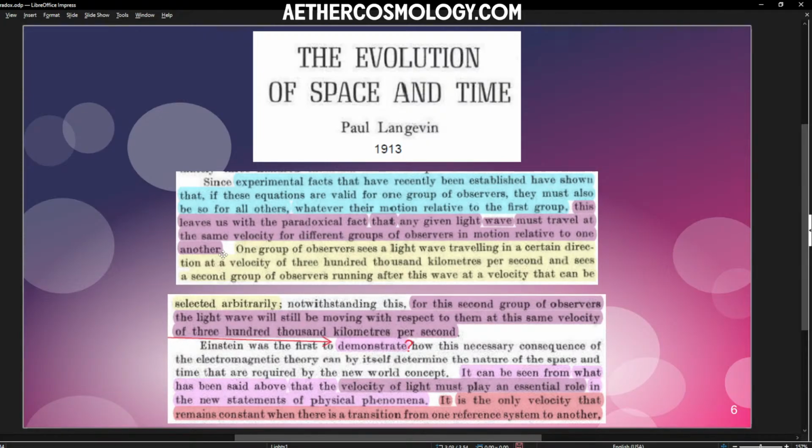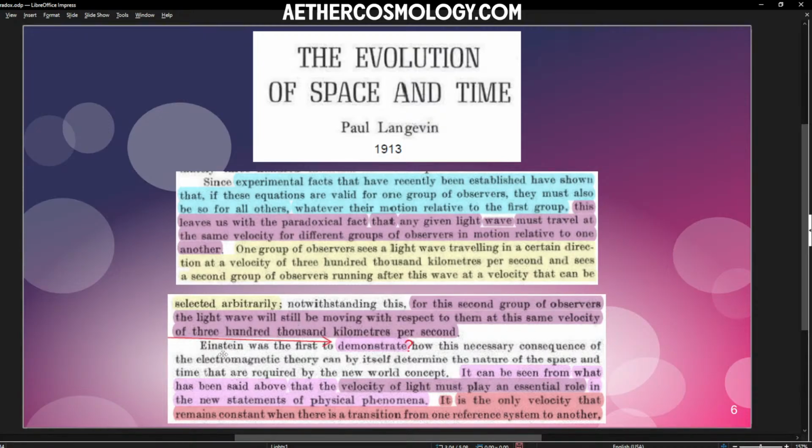So if you're in motion and someone else shines light at you, and you are somehow magically moving almost as fast as that light, then somehow time has to change so that the constancy of c is relatively constant for you and for them. So instead of just accepting that the light may or may not be constant, which has been demonstrated, and we'll get into that, you just have to go back to the rules. And then he says here, for the second group of observers, that the light wave will still be moving with respect to them at the same velocity of 300,000 kilometers per second.